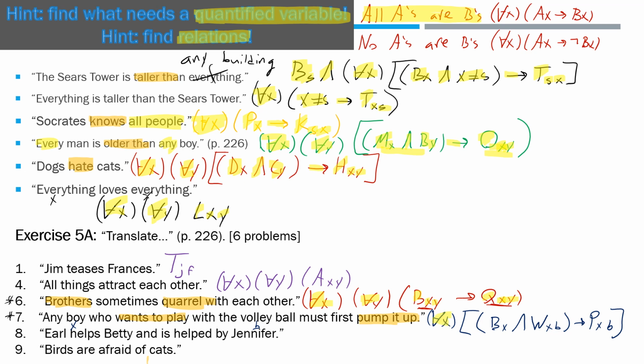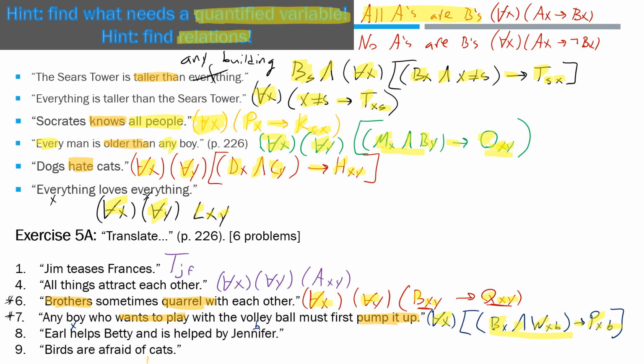So for all x, in the antecedent we have if x is a boy and x wants to play with that ball, then x must pump up that ball. We have two relations, really. Wanting to play and pumping it up.